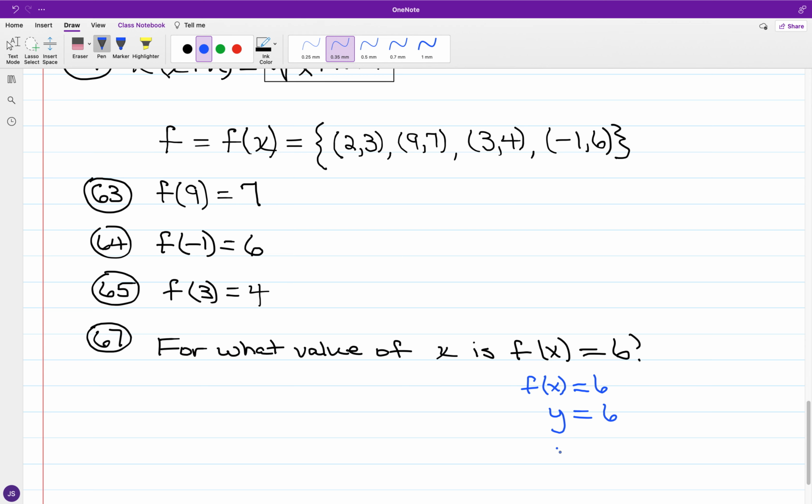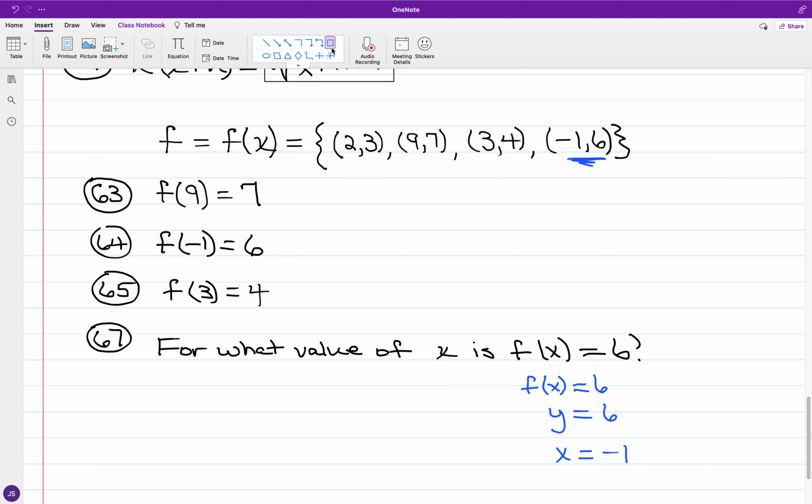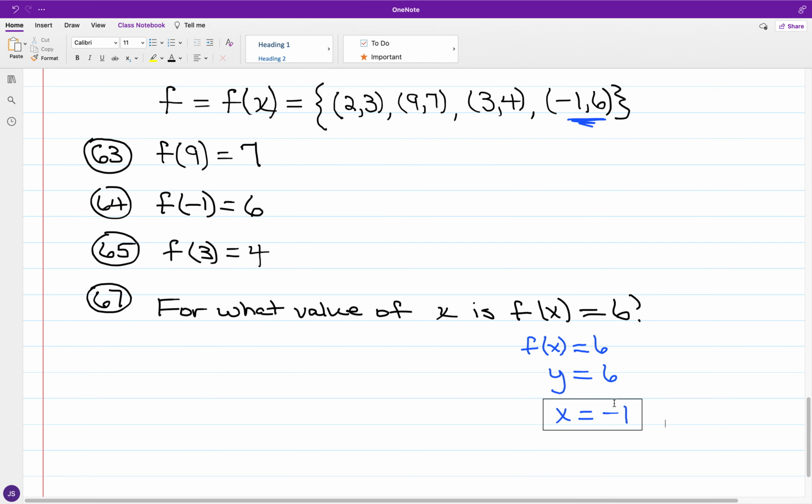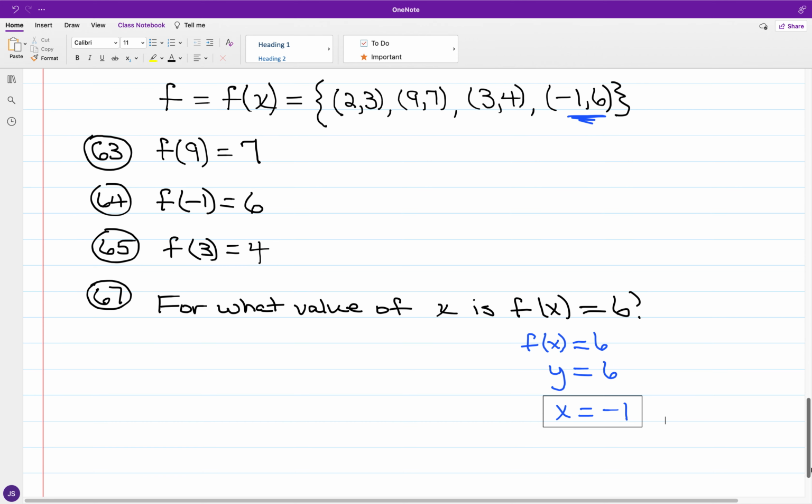For the missing value that we have here, we're looking at what value of x makes y equal to 6. For y equal to 6, we got this ordered pair. So we have that x is equal to negative 1. The value of x equal to negative 1 is where the y value ended up at 6.